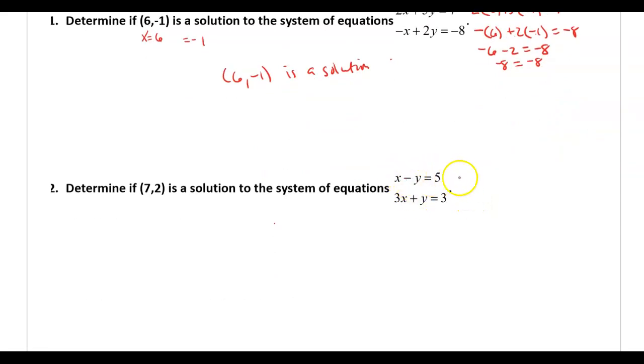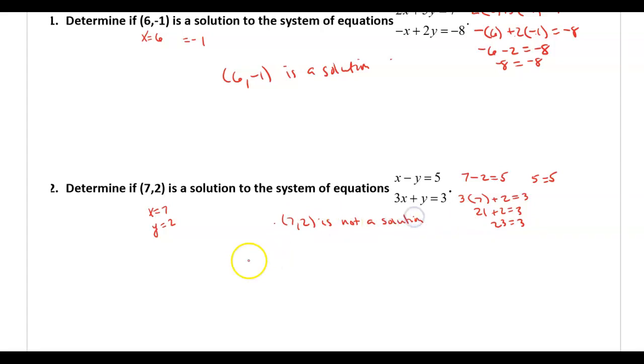When we look at the one below, is (7, 2) a solution to this system? So here, x is 7, and y is 2. If I substitute those values in, is 7 minus 2 equal to 5? Yes, 5 is equal to 5. So we know it works there. But if I do 3 times 7 plus 2, is that equal to 3? 21 plus 2, is that equal to 3? No, it is not. Therefore, (7, 2) is not a solution to this system.